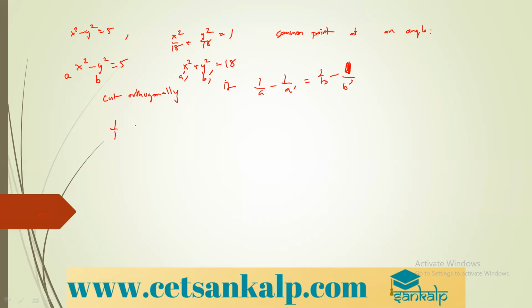So 1 by 1 minus 1 by 1 equal to 1 by 1 minus 1 by 1 plus 1 by 1. Both are equal.